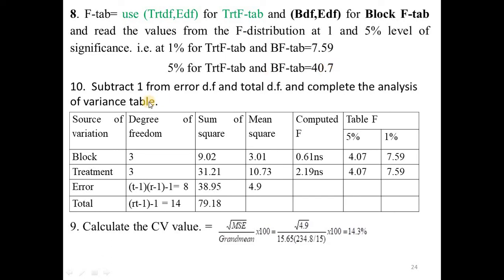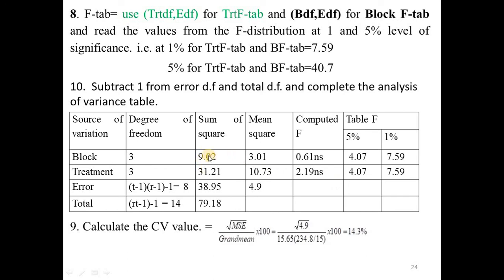And then the last step is subtracting 1 from the error degree of freedom and the total degree of freedom and completing the analysis of variance table. Here are the tables, then submitting all the values calculated before, and see the effects and interpret the results. And lastly, we have to calculate the CV value and put it below this ANOVA table.